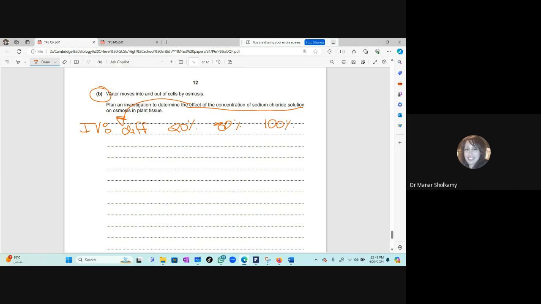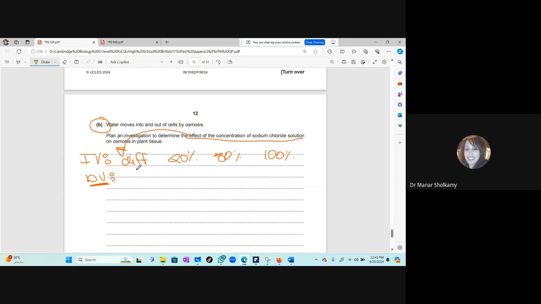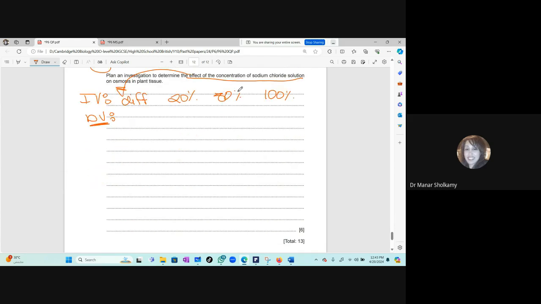100%. The dependent variable will be how this will affect the osmosis in plant tissue. Either you will measure the size of the plant before and after, or you will take a cell and look at it under the microscope. You have to think of a way to measure how will the change in the sodium chloride affect the plant tissue. We will use the traditional potato. This is plant tissue. We will use the traditional potato and measure its initial mass and then final mass and then the percentage change in mass, because this is something we are already used to. And then you will write your steps.